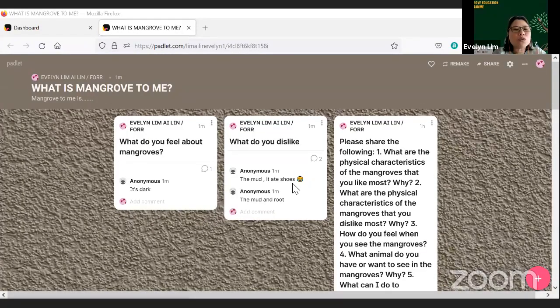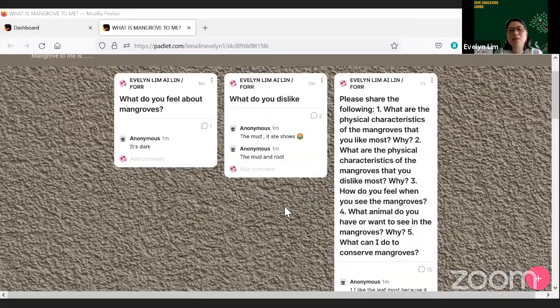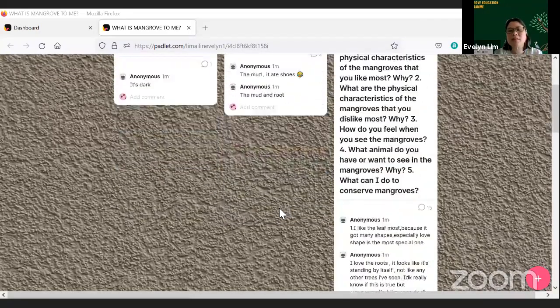So for others, what do you feel about mangroves? You say that it's dark, okay? It's dark, yeah? Right. Yeah, it's very true. It's dark. Okay? What else? What else?